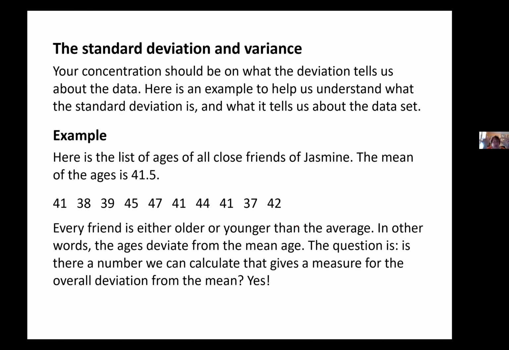So what you do, and you're not going to have to do this by hand, is you look at the mean, which is 41.5. You look at the deviation of each data value from that mean. So you look at the deviation of the 38 from the 41.5. You look at the deviation of 39 from 41.5. So you calculate all those deviations, how far each data value is from the mean.